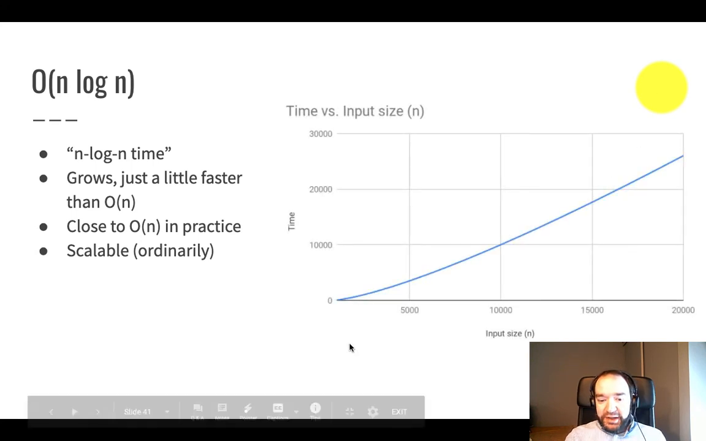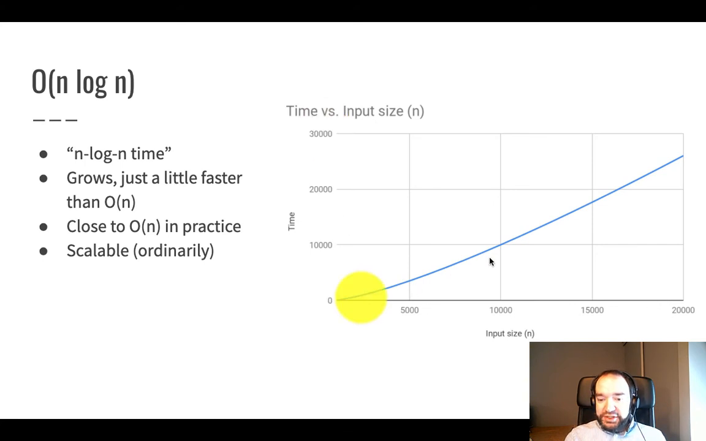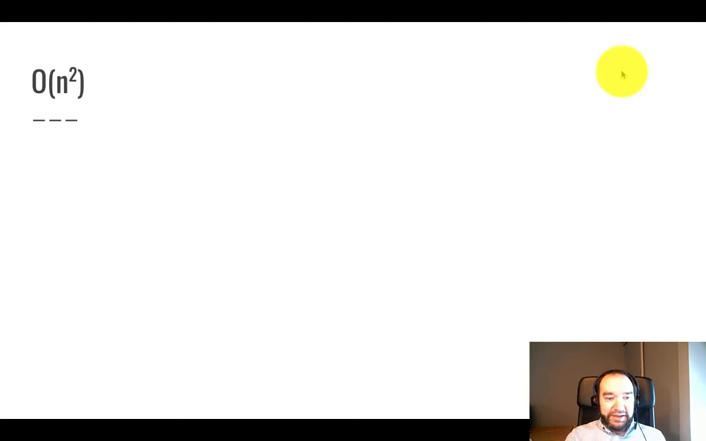Here's what this looks like when plotted. Again, I have input size n on the horizontal, time on the vertical, and this looks like a growing function, and subtly it's growing a little faster than a straight line. It's not quite a straight line, it's pulling up a little faster than that. So it does grow faster and faster, but only a little bit more than linear.